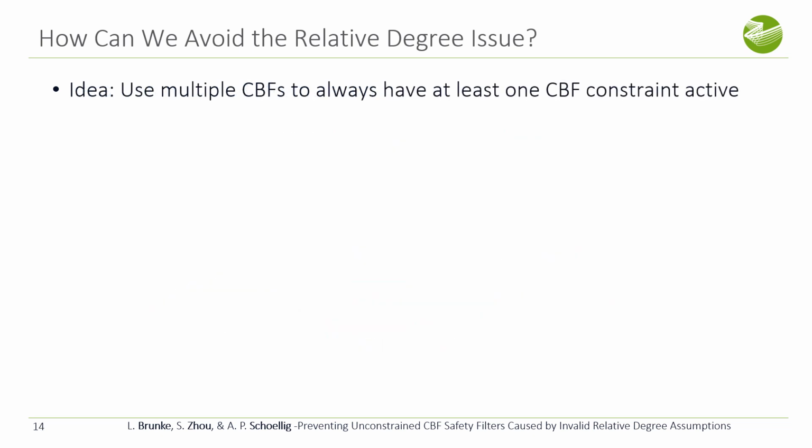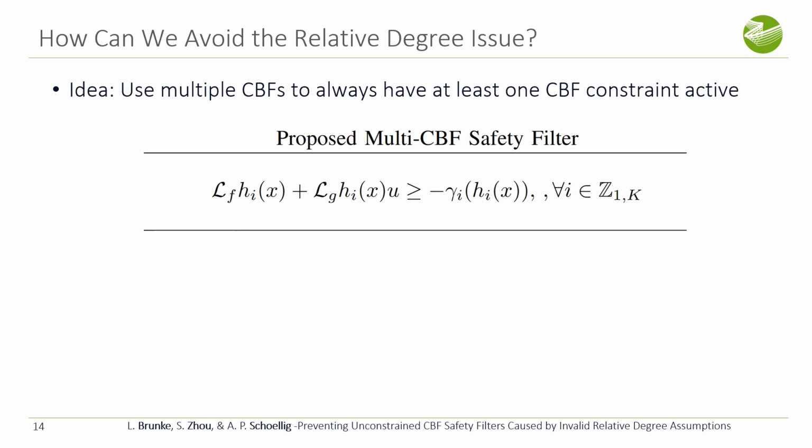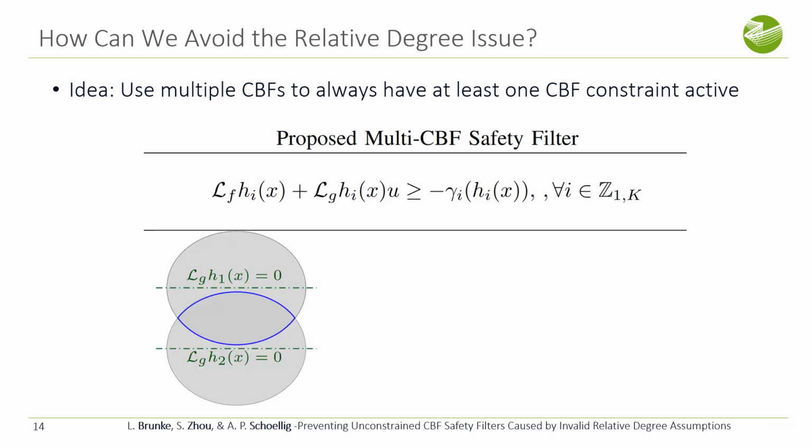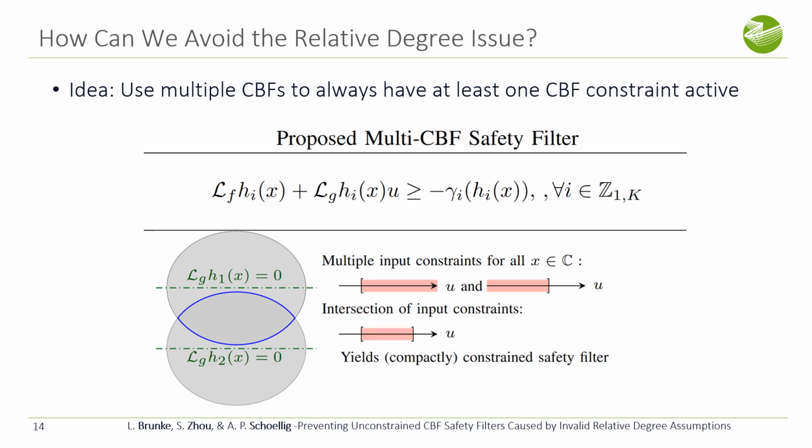To avoid this issue that's caused by the relative degree and the discretization, we propose to use multiple CBFs. The idea is to design the CBFs in a way such that at least one CBF has a non-zero Lie derivative such that the safety filter is constrained. In the depicted setup on the left, anywhere inside the safe set, a one-dimensional control input is always guaranteed to stay inside a compact interval.